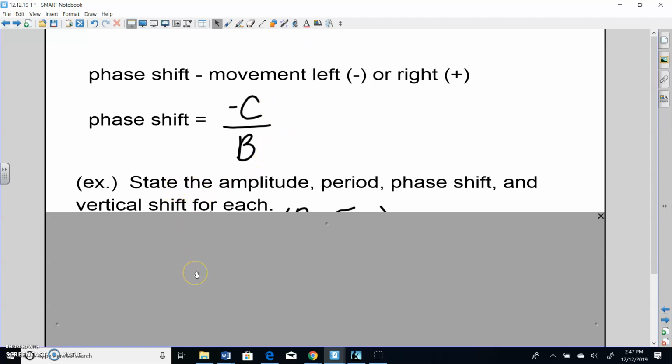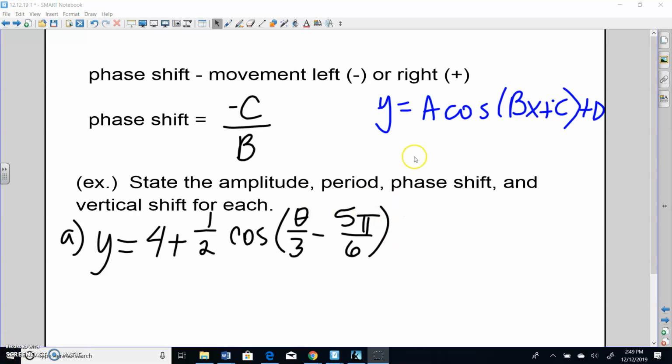So today we're not going to do any graphing. We are just going to be looking at equations and identifying the 4 possible changes we can make to the base function of sine and cosine. So we're going to be stating the amplitude, period, phase shift, and vertical shift for each of these equations. And then tomorrow we'll look at doing the graphing for what we're doing here.